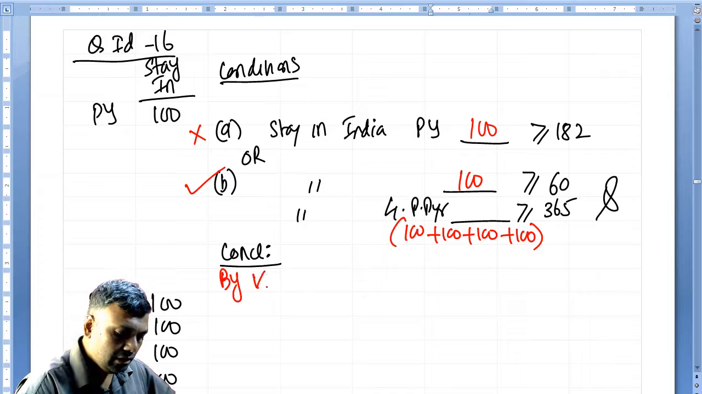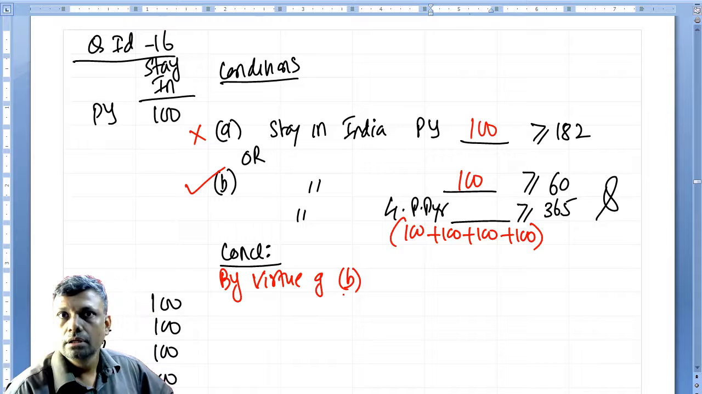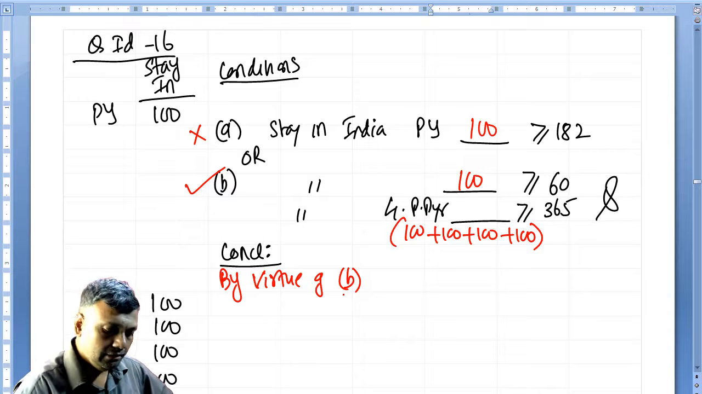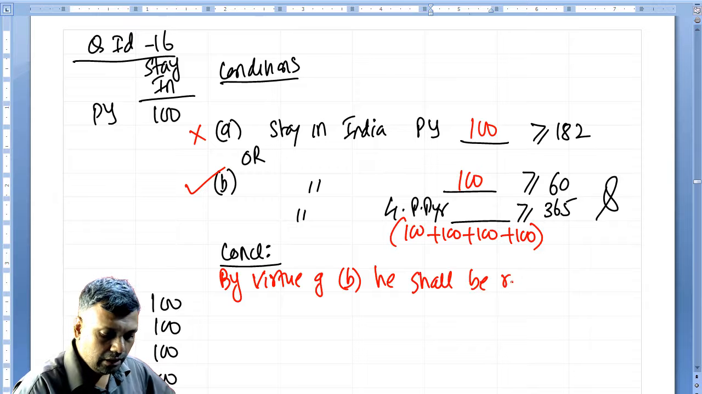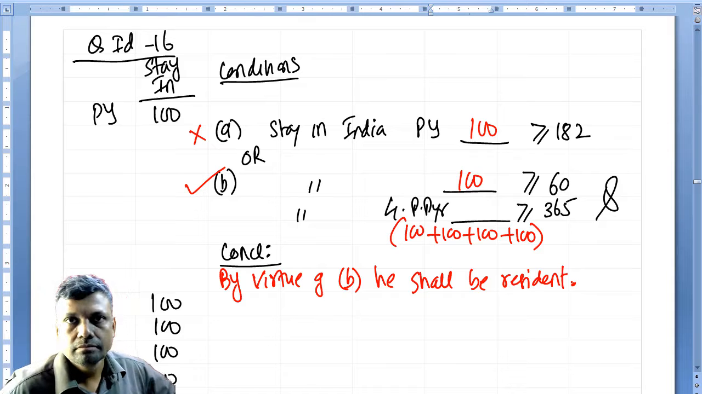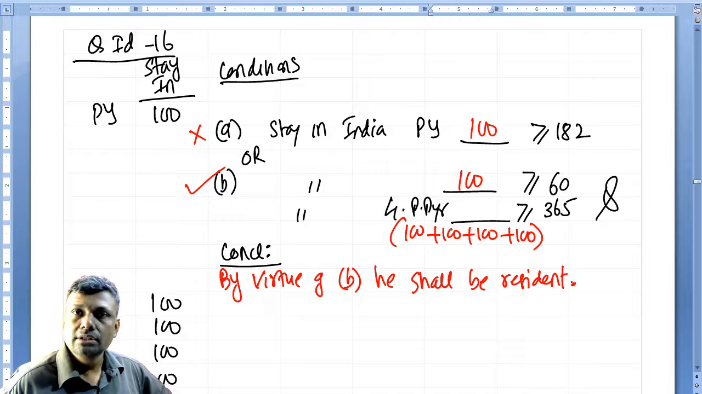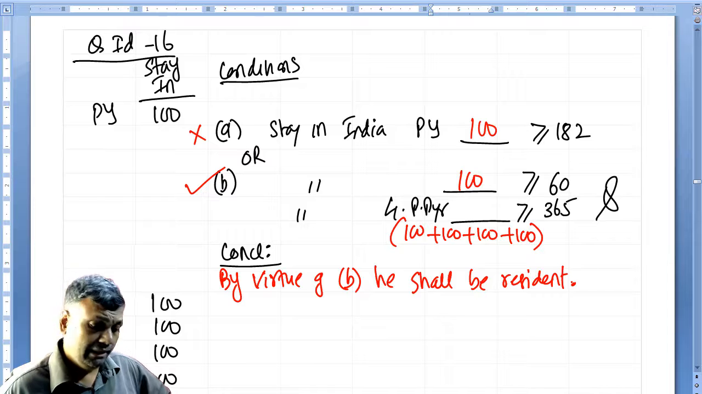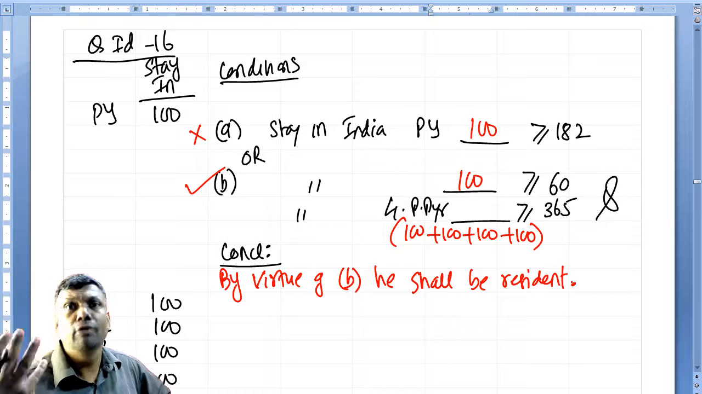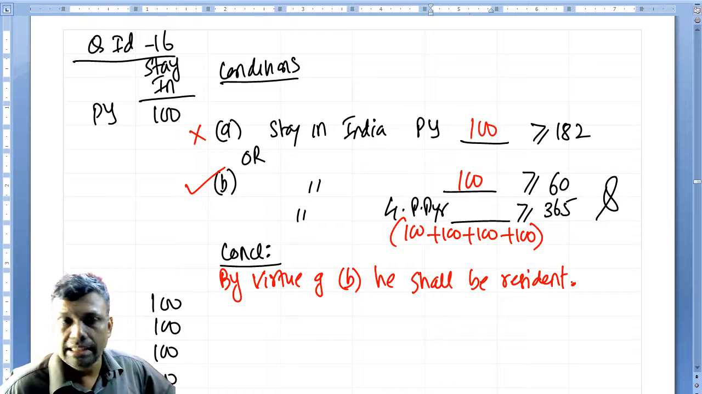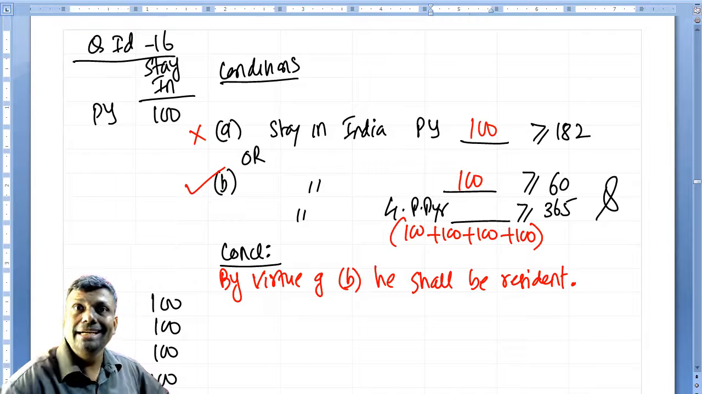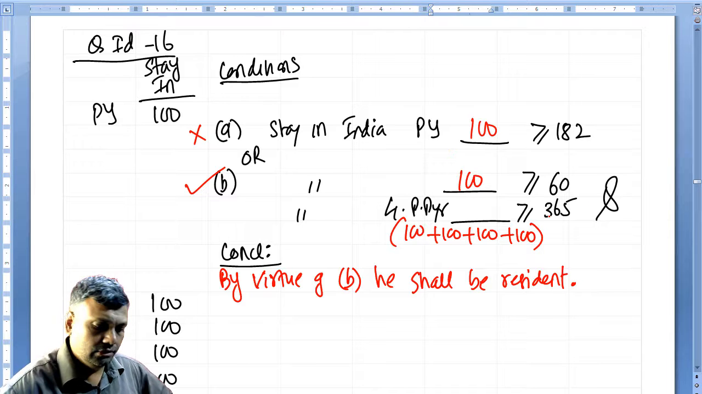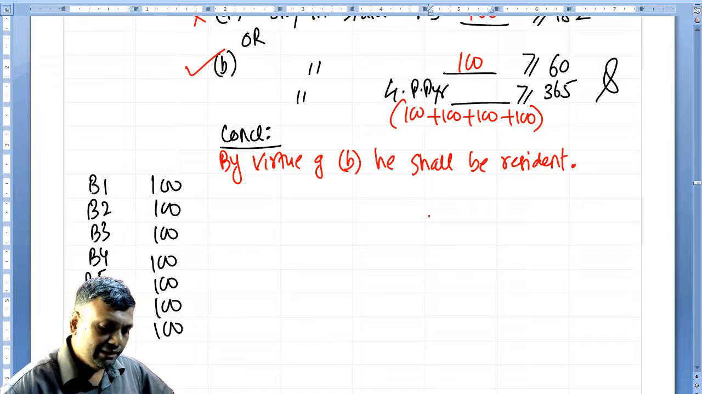So you can write: by virtue of condition B, he shall be resident in India. Full stop. And once you have decided that he is resident in India, then you have to think forward. You have to go to the next level of understanding, and there you have to say resident and ordinarily resident or not. You have to write the next statement.